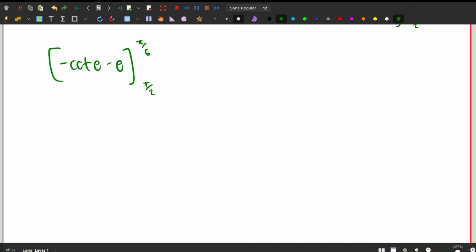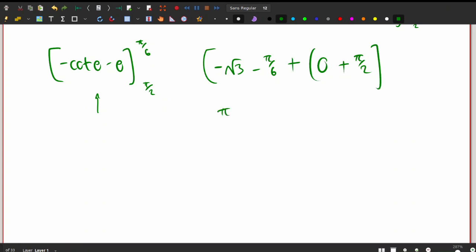Our first term is going to be this function evaluated at pi over 6. So it's going to be negative root 3 minus pi over 6, minus the function evaluated at pi over 2. Now, cot pi over 2 is 0, so 0 minus pi over 2. This double negative is going to make it a plus, and therefore we're going to be left with pi over 6 plus pi over 2, which is pi over 3, minus square root 3. And this is our final answer.